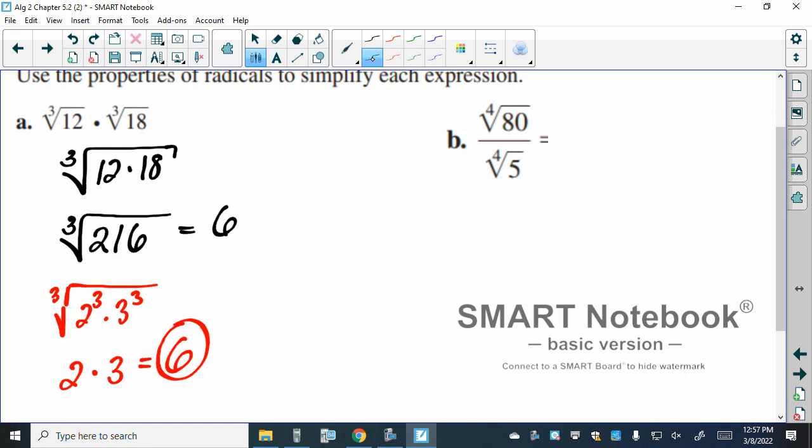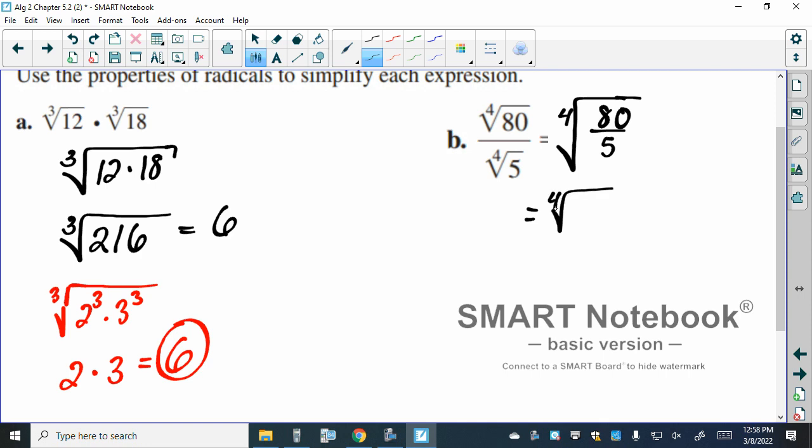Now, if we want to simplify this, we need to get the radicals out of the denominator. We can't have a radical in the bottom of a fraction. But we can actually combine these two. The reason we would want to is because if we look at the numerator of 80 and the denominator of 5, will those divide evenly? Well, yes, 80 will divide by 5 evenly. And since they'll divide by 5 evenly, we can rewrite it as one big radical of 80 divided by 5.